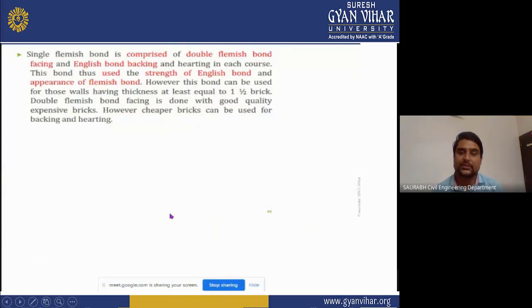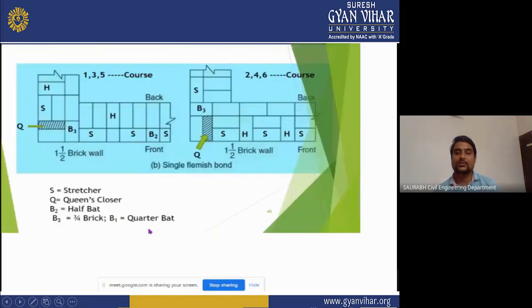Now we come to the single Flemish bond. What is the single Flemish bond? Single Flemish bond is comprised of double Flemish bond facing and English bond backing and hearting in each course. This bond is used for the strength of the English bond, and however cheaper bricks can be used for the backing and hearting of this bond.